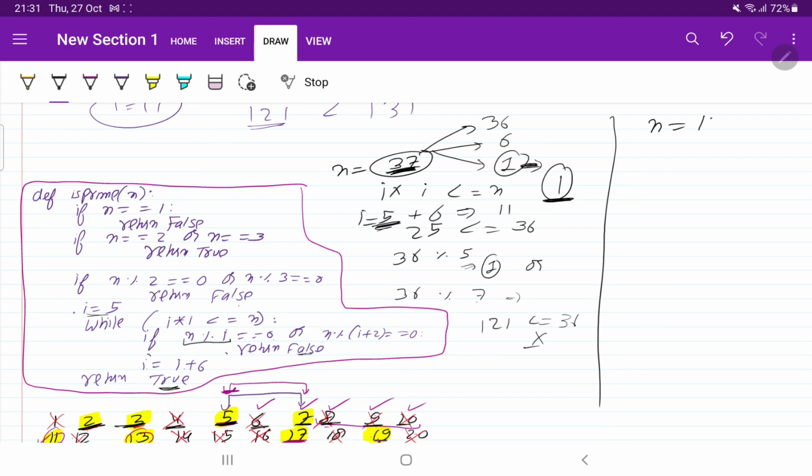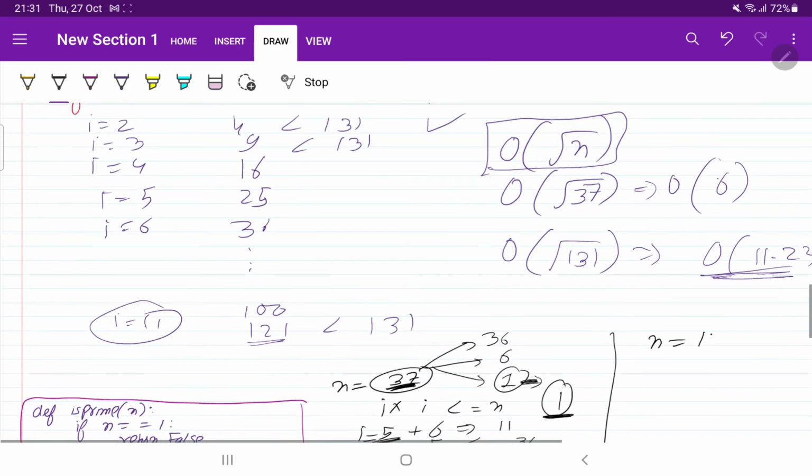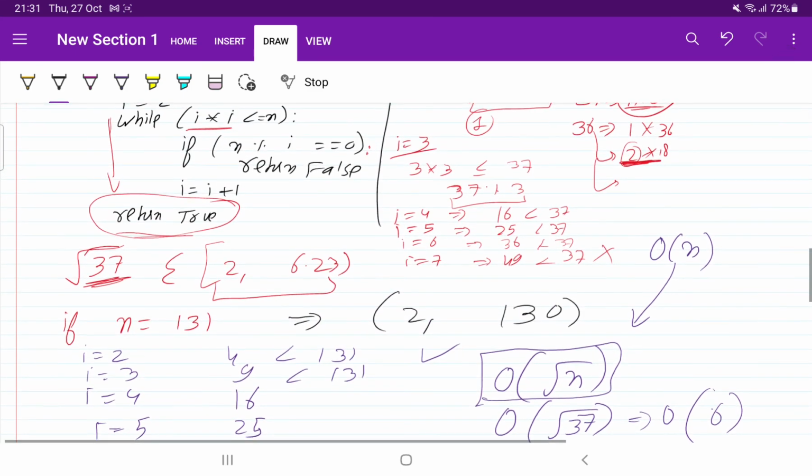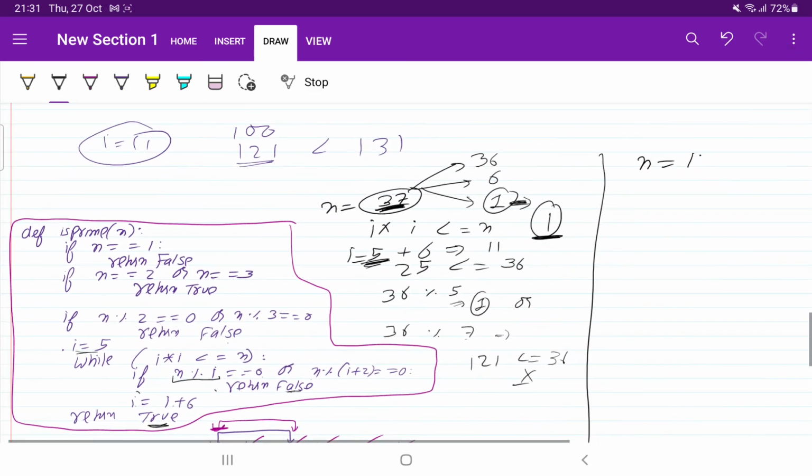What example did we take last time? Let us take the same example, 131. It will check: is it 1? No. Is it 2 or 3? No. Is it divisible by 2? No. Is it divisible by 3? No. So i will become 5 now.